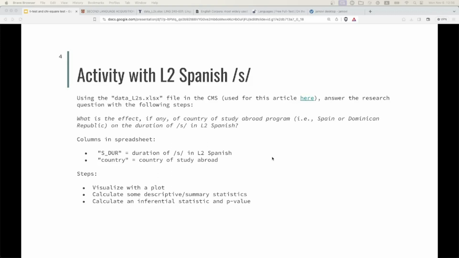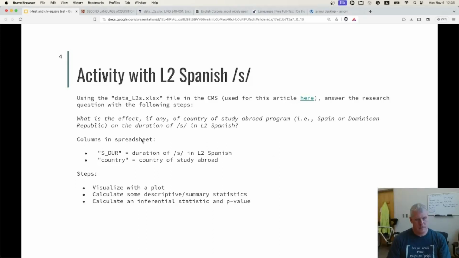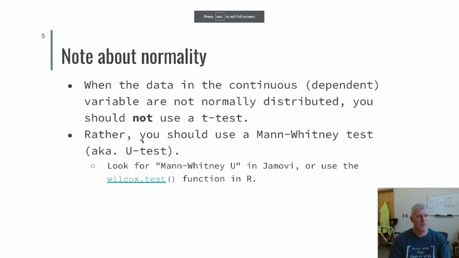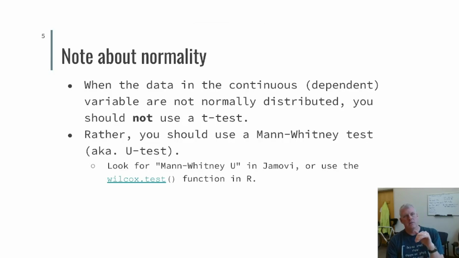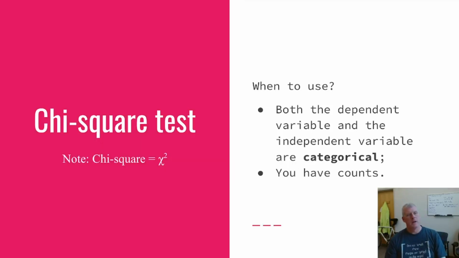Okay. Next piece of business here. Oh yeah, I just mentioned that a second ago, that if the continuous dependent variable is not normally distributed, then you should use a u-test, a Mann-Whitney u-test. Okay, let's talk about chi-square.